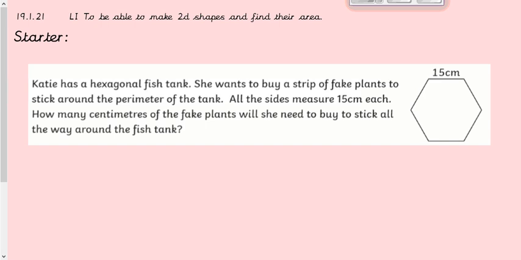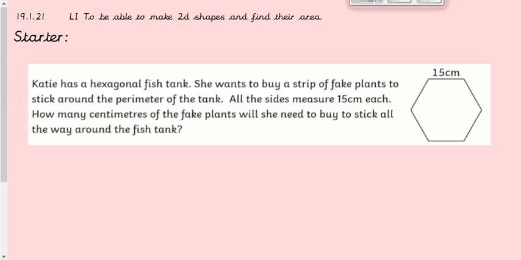Before we go into the main part, there is a starter on the board, then on the smart, the video for you to go through. So I'll read it out for you and then see if you can have a go at it. It says, Katie has a hexagonal fish tank. She wants to buy a strip of fake plants to stick around the perimeter of the tank. All the sides measure 15 centimeters each. How many centimeters of the fake plants will she need to buy to stick all the way around the fish tank?